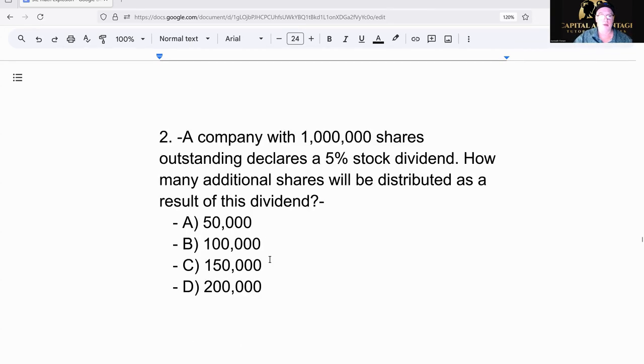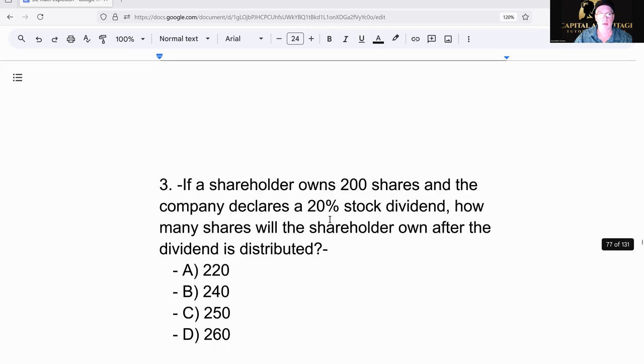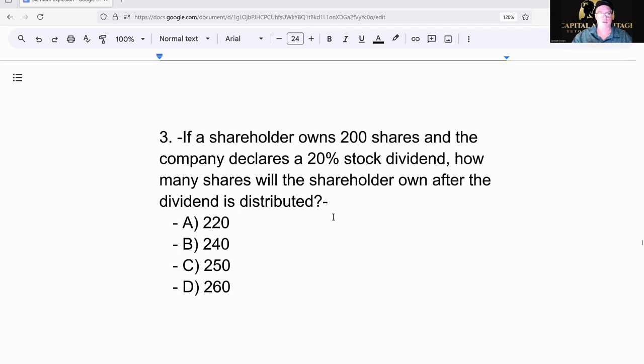Okay, here we go. A company with 1 million shares declares a 5% stock dividend. How many additional shares should be distributed as a result of the dividend? So we do 1 million times 0.05. Now, this is a different question. That gives us 50 grand. They're not asking what our new amount is. They're asking how many we would kick out. With a 5% dividend, everyone's getting 5% more, which is 5% of 1 million, which is 50,000 shares. Wonderful. If a shareholder owns, I'll let you read it.